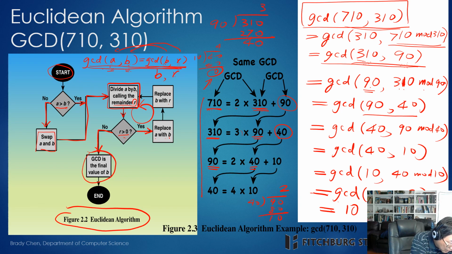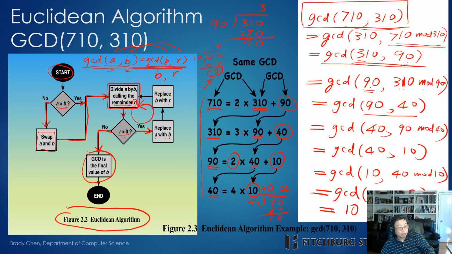Now we divide 90 by 40, we get a quotient 2 and remainder 10. Then we turn the problem of finding the GCD of 90 and 40 into finding the GCD of 40 and 10. Then we divide 40 by 10 and get remainder 0, right? So 10 is the greatest common divisor. That's the beauty of the Euclidean algorithm. We find the GCD of two numbers, and then convert the problem into finding the GCD of two smaller numbers by using the modular operation.